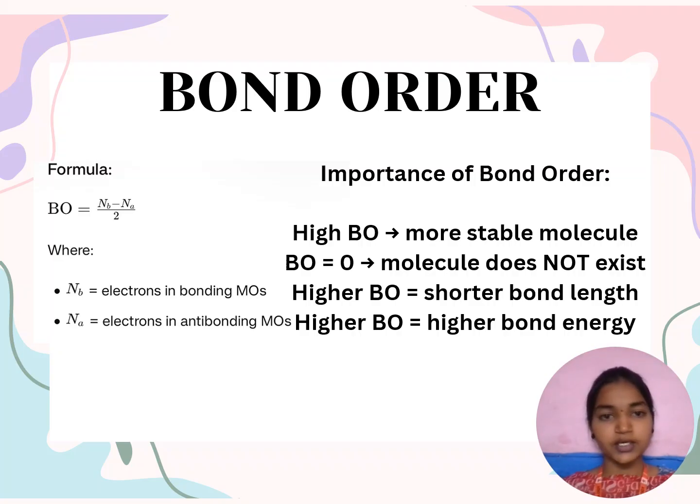Bond order. Bond order tells us the number of chemical bonds between atoms and indicates the molecule's stability. It is calculated using the formula: bond order is equal to half of the number of electrons in bonding orbitals minus the number of electrons in antibonding orbitals. If the bond order is greater than 0, the molecule is stable. If it is equal to 0, the molecule is unstable and does not exist. Higher bond order implies stronger bonding, shorter bond length, and higher bond energy.